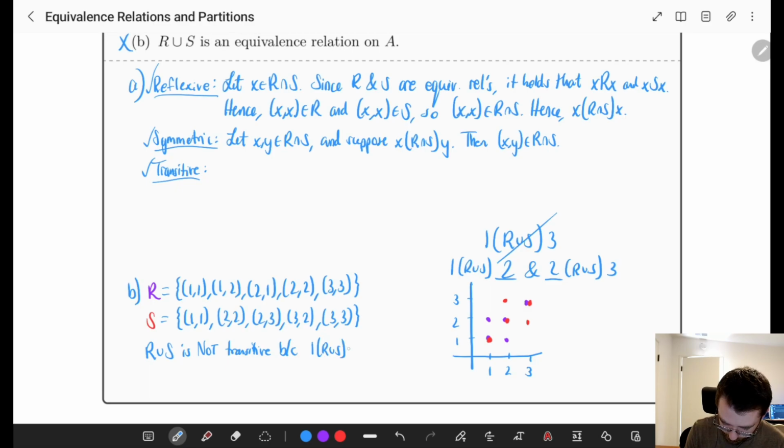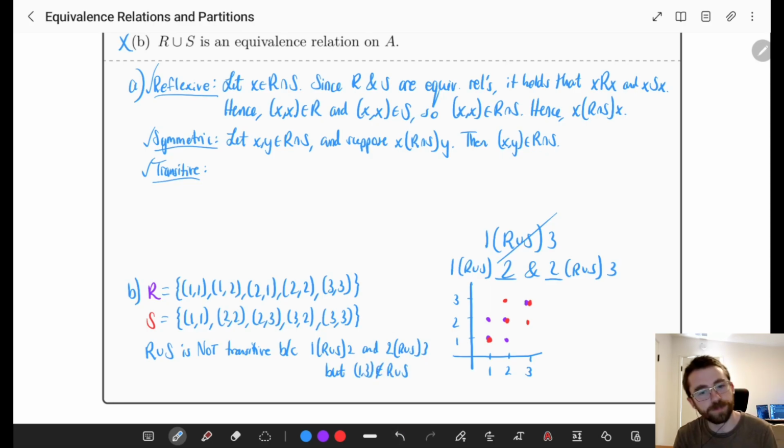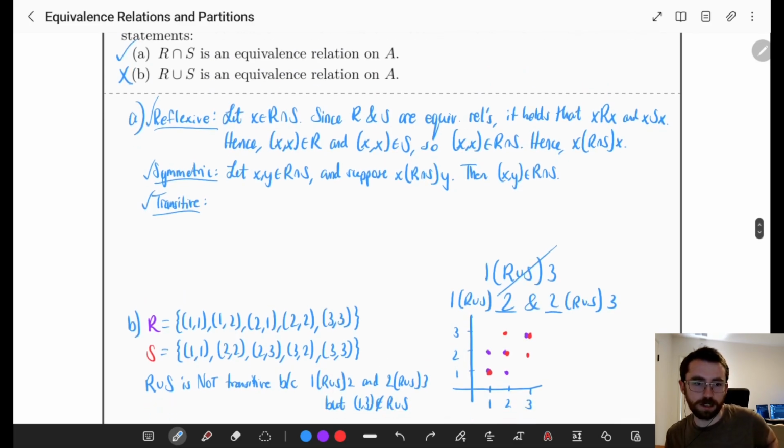1 is related to 2, and 2 is related to 3, but 1, well, I could write this: 1, 3 is not in the union. Right, and you can check, it doesn't appear in any of these. Cool, okay, so unions do not preserve equivalence relations, but intersections do. Kind of interesting.